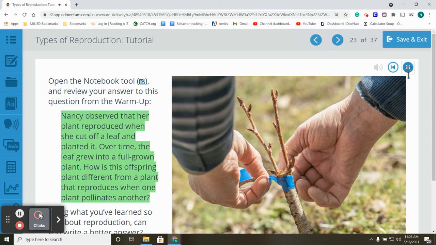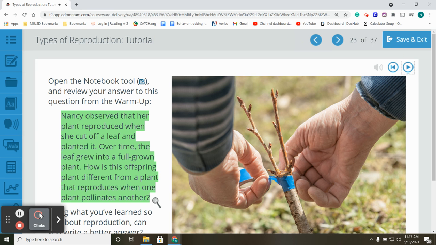Open the notebook tool and review your answer to this question from the warm-up. Nancy observed that her plant reproduced when she cut off a leaf and planted it. Over time, the leaf grew into a full-grown plant. How is this offspring plant different from a plant that reproduces when one plant pollinates another?